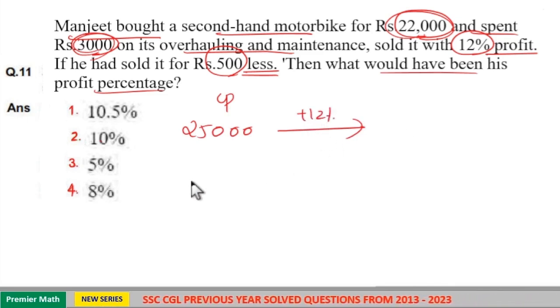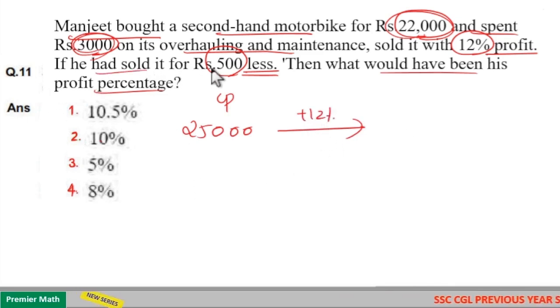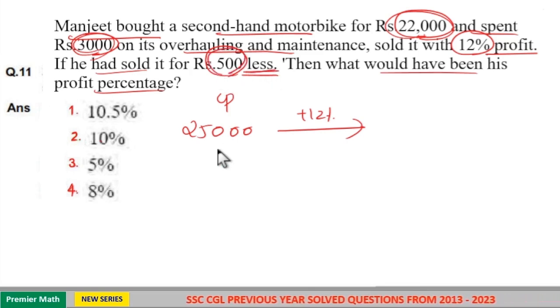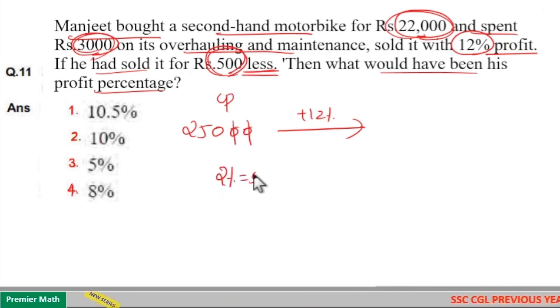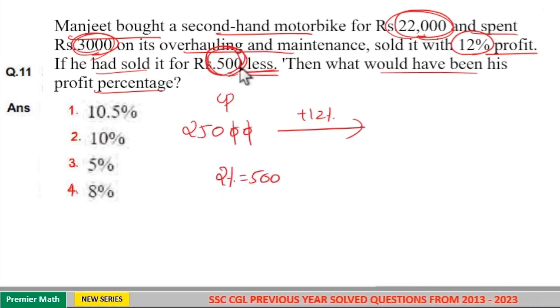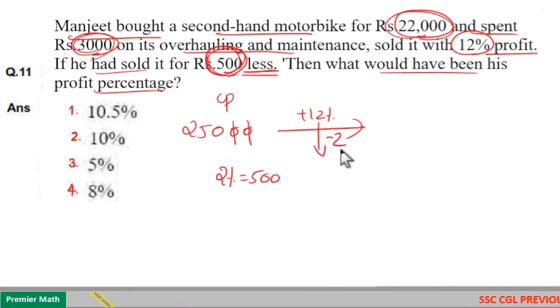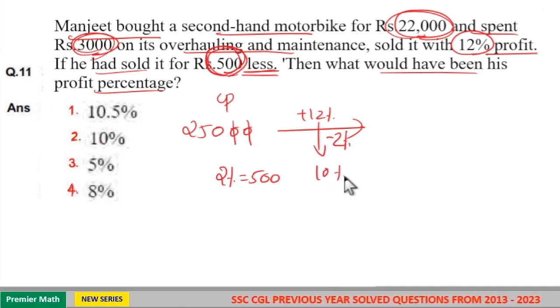Now we don't have to find that, because the question says if he had sold it for 500 rupees less. Now 10% of 25,000 is 2,500 and 1% is 250, which means 2% is 500 rupees. That is, if he had sold it for 500 rupees less, it means he sold it for 2% less, that is 12 minus 2%, which is equal to 10%. That is, option 2 is your answer.